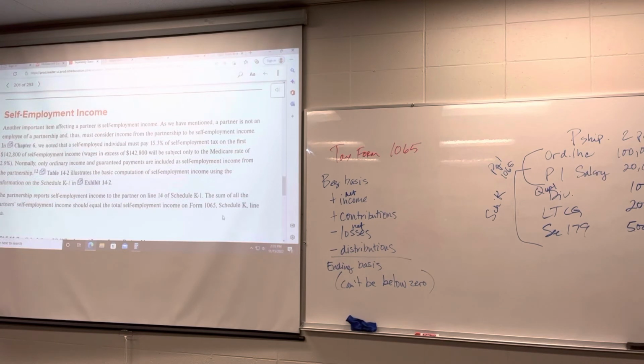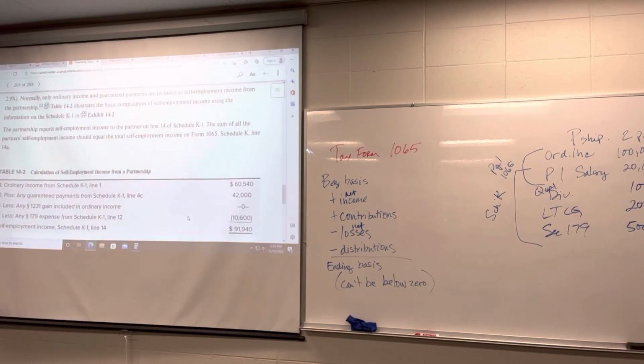We already talked about self-employment income, that those guaranteed payments are subject to self-employment tax. And the ordinary income is also subject to self-employment tax as long as that partner is actively engaged or materially participating in the partnership.